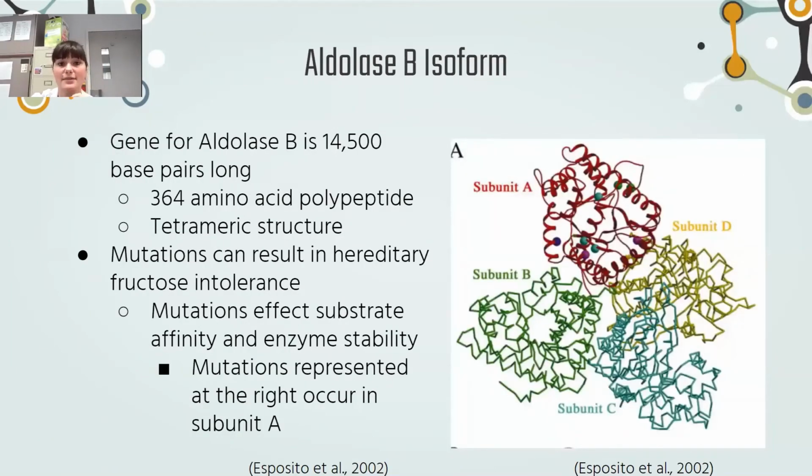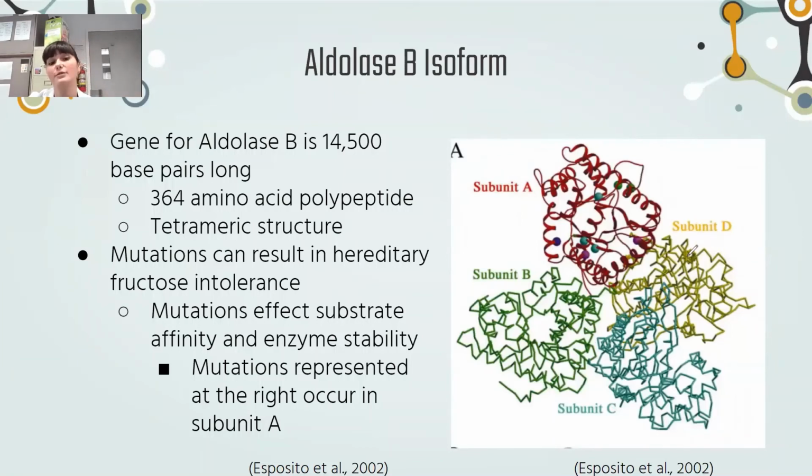Discussing the aldolase B isoform a little bit more, the gene that codes for aldolase B is approximately 14,500 base pairs long, and it codes for a 364 amino acid polypeptide. And once again, you're going to see that tetrameric structure, which I had mentioned before in the other diagram. We can see it here, subunit A, B, C, and D.